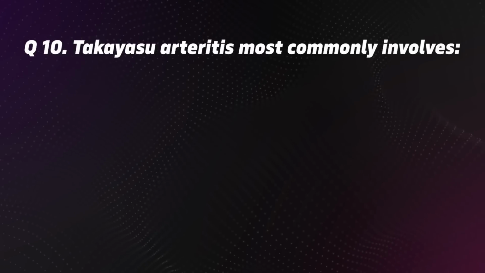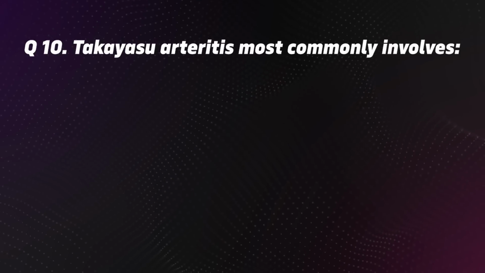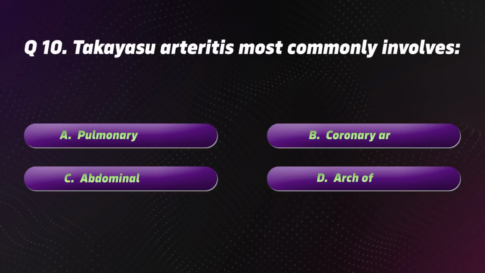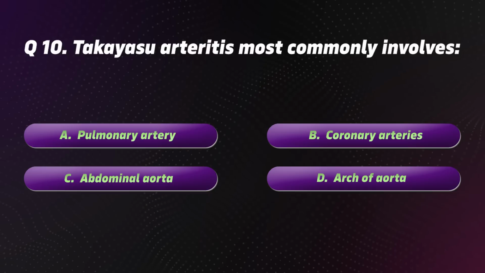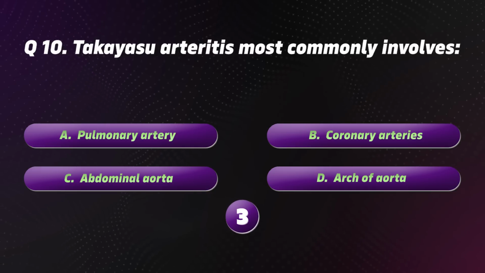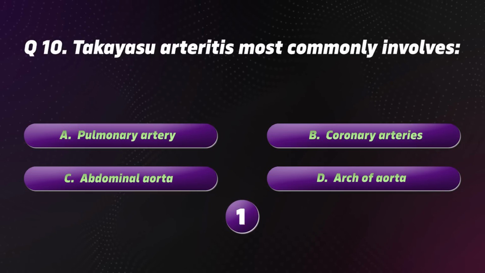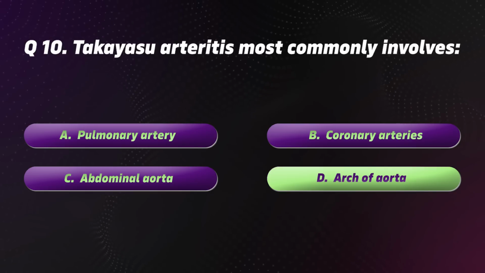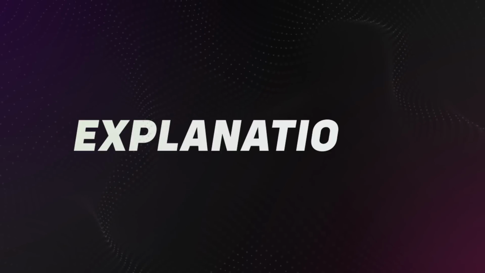Question 10. Takayasu arteritis most commonly involves. Here are the options. A. Pulmonary artery. B. Coronary arteries. C. Abdominal aorta. D. Arch of aorta. And the correct option is D. Arch of aorta. Here is the explanation.